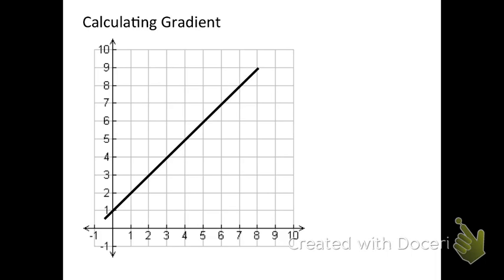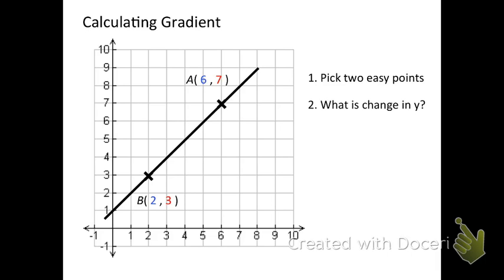So how do we go about calculating the gradient of a line like this? First, we pick two easy points. So those are points that are easy for us to see. So I'm going to pick this point which I call B (2, 3), and I'll pick another point A (6, 7). Okay, then after that I ask myself, between these two points A and B, what is the change in the y coordinate? Can you tell what's the change in the y coordinate?